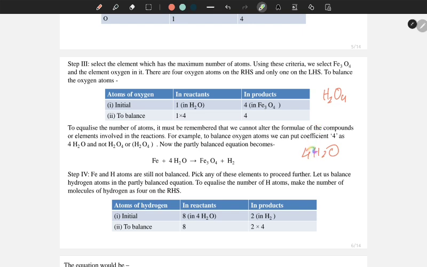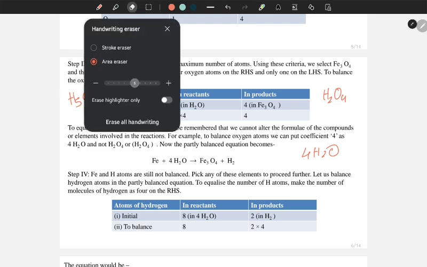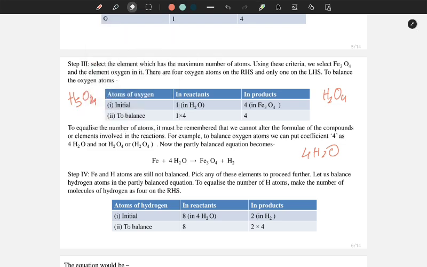Always remember the coefficient will be added like this, not like this or like this. Or suppose hydrogen, we need 5 hydrogen, so we cannot write it like this. That means we cannot alter the formula. We cannot change the formula. We have to write the coefficient here only. Okay, now let's see. Like this we have to add the coefficient here.